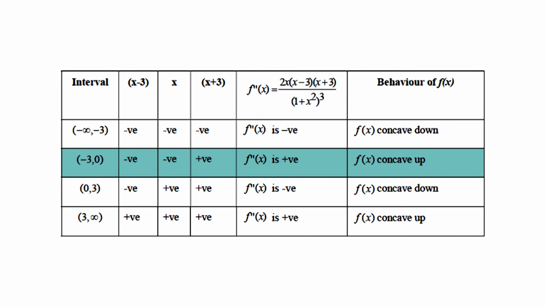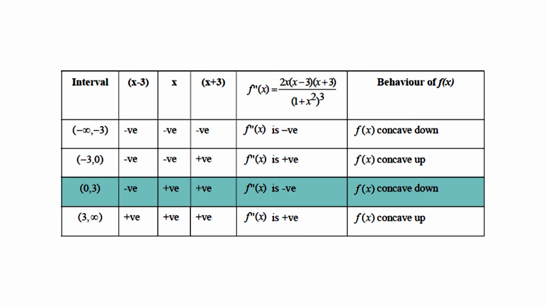Thus, f of x is concave up. In the interval 0 to 3, x minus 3 is negative, x is positive, x plus 3 is positive. Hence, f double dash of x equal to 2x into x minus 3 into x plus 3 whole divided by 1 plus x square whole to the power 3 is negative. Thus, f of x is concave down.